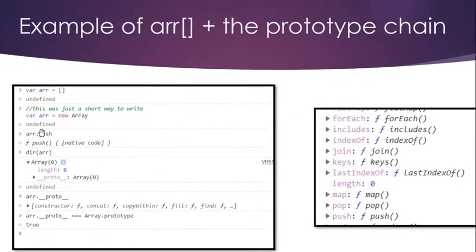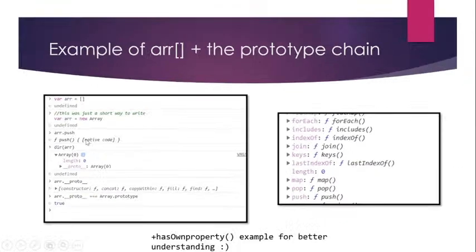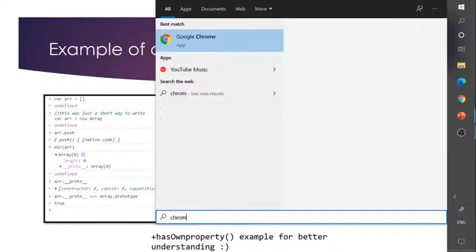If JavaScript doesn't find .push in ARR, it will go into the dunderproto and try to find it there. If it finds it, then it's okay, and if it doesn't, it goes further to the dunderproto of ARR.dunderproto. Okay, let's open the Chrome console for doing that.